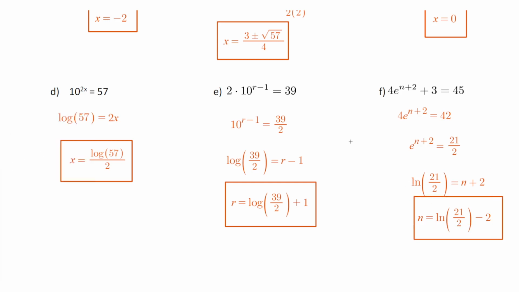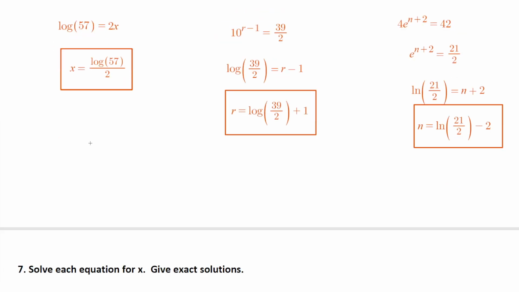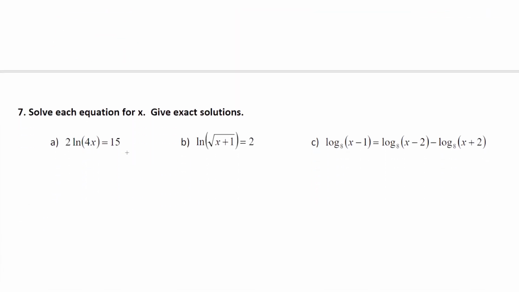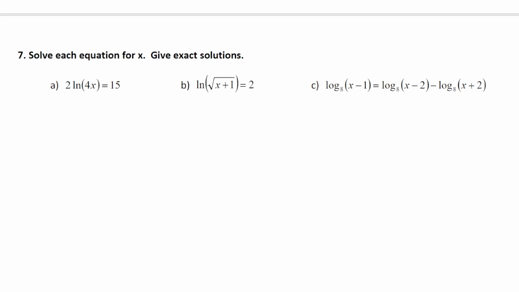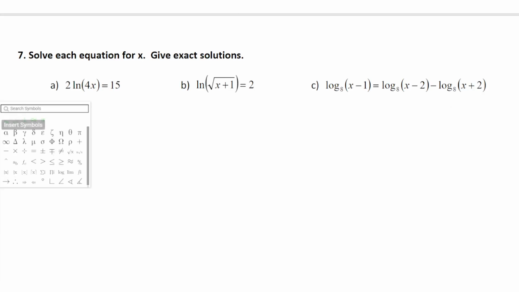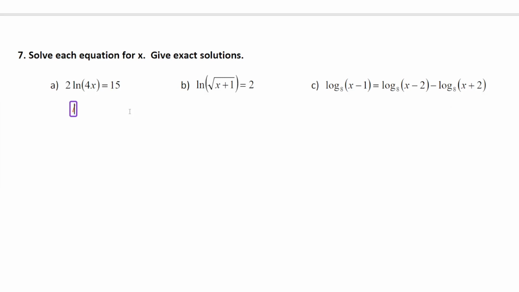I think that about wraps it up for page 2. Okay, so let's move on to page 3. Looks like we've got some more solving to do here. 7a, we'll start by dividing both sides by 2. That'll leave me with the natural log of 4x equals 15 over 2.